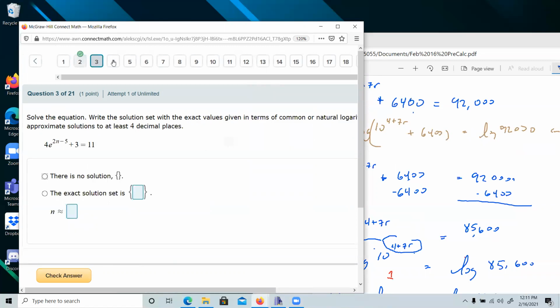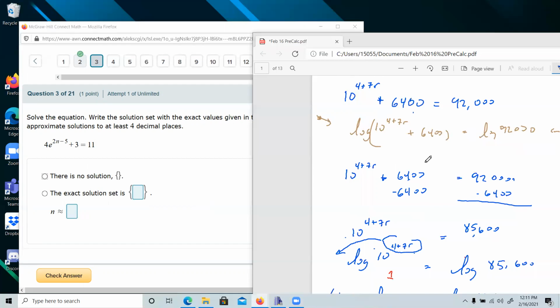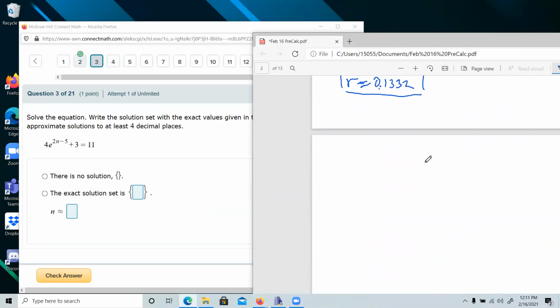Yeah, same problem. We can work this one. It's got an e in it. All of a sudden, that makes it harder, right? So we have 4e to the 2n minus 5, plus 3, is equal to 11. Same deal here, right? We want to take a logarithm. I would like to just take the logarithm of what's going on here. I want the 4 gone. I want this 3 gone. So we're going to subtract 3 from both sides. So we have 4e to the 2n minus 5, and that equals 8.